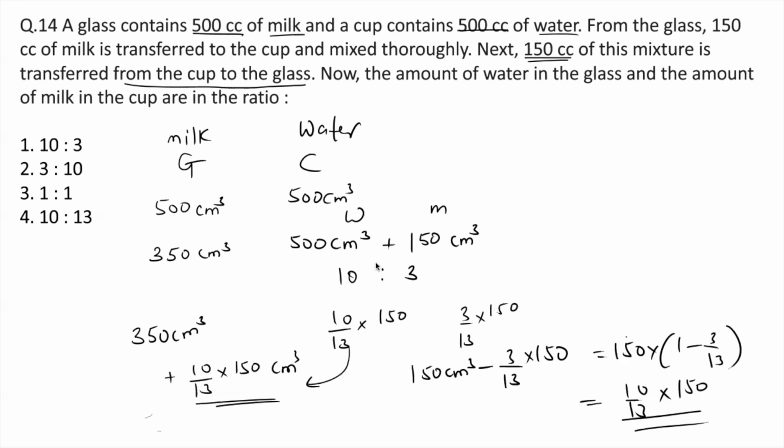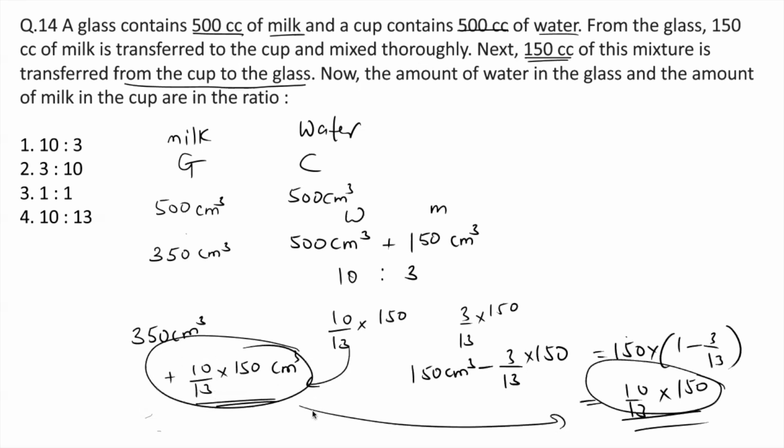So what do we observe? The amount of milk in the cup, 10 by 13 into 150, and the amount of water in the glass, 150 into 10 by 13, both are the same. So the ratio which you require is basically option 3, 1 is to 1.